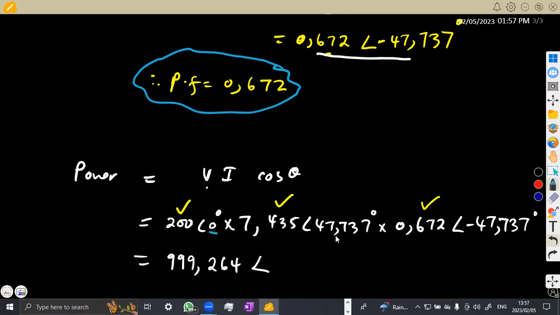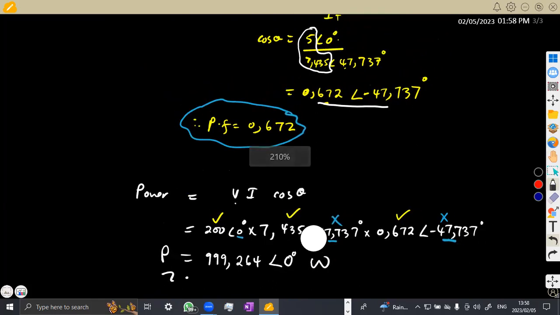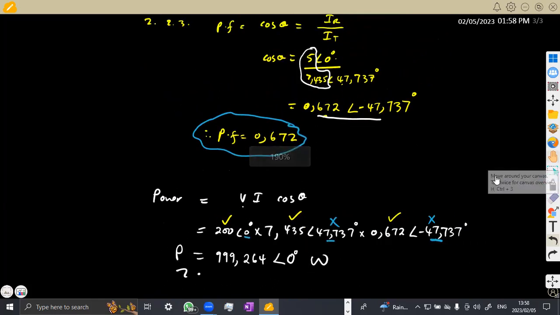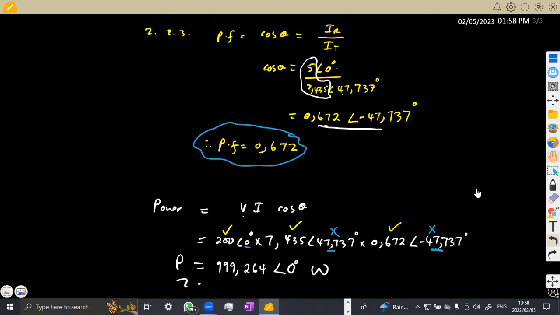The angles, you add them together because you are multiplying. So that's 0 plus this. As you can see, these two will cancel each other, so 0 plus 0 is 0. So this is going to be at 0 degrees. This is the power that we are going to have in watts. That was the last part of the question, which was asking us to calculate the power factor as well as the power for this given circuit.